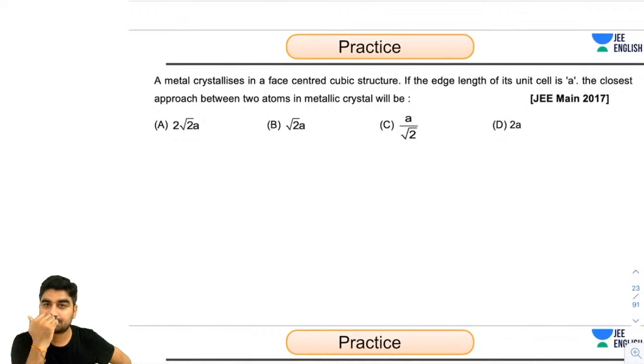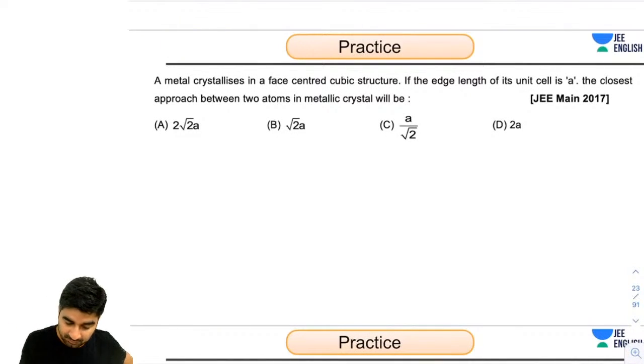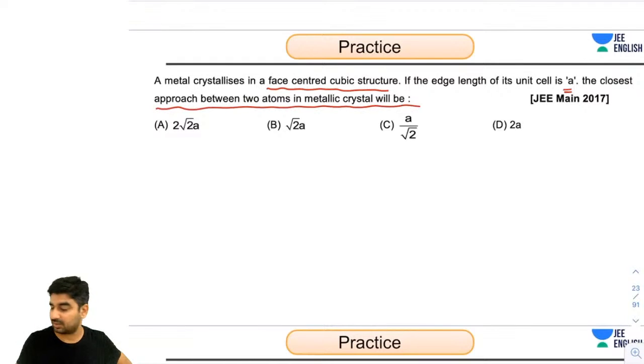Do this one. A metal crystallizes in face-centered cubic crystal. If the edge length is a, the closest approach between the two atoms in the metallic crystal will be. Just tell me now. What will be the answer for it?